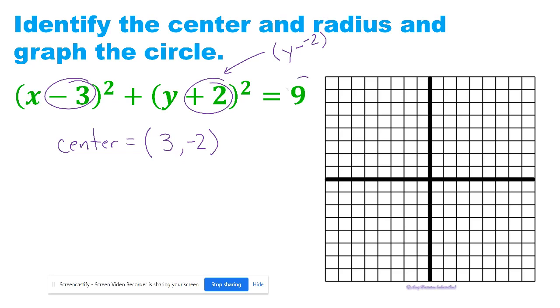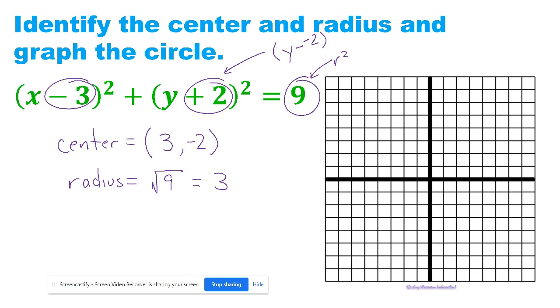Your radius comes from this number on the other side of the equal sign. And that number on the other side of the equal sign is not the radius, it's the radius squared. So r squared equals 9. So if you want to find the radius, you take the square root of that number. And sometimes you'll have a number that doesn't really break down, but here we do. We have 9, and we know that the square root of 9 is 3. So 3 is our radius.